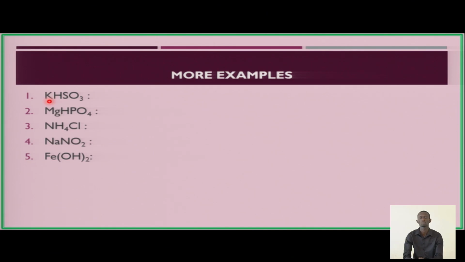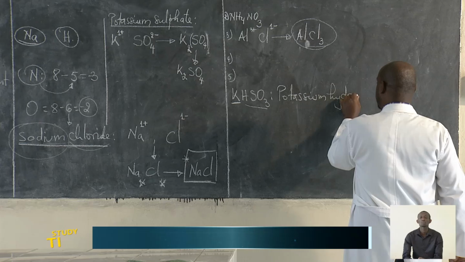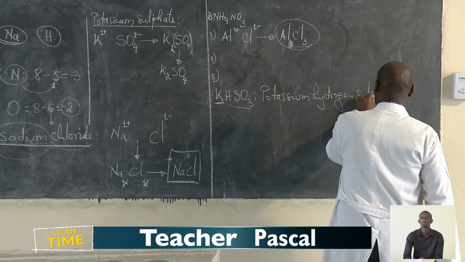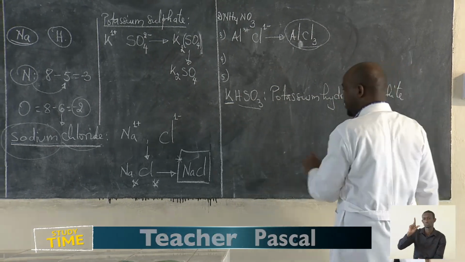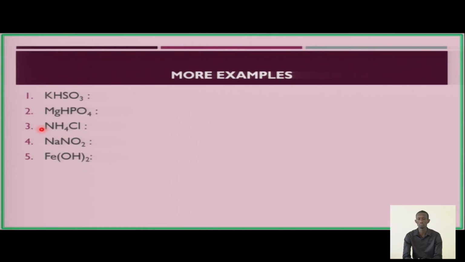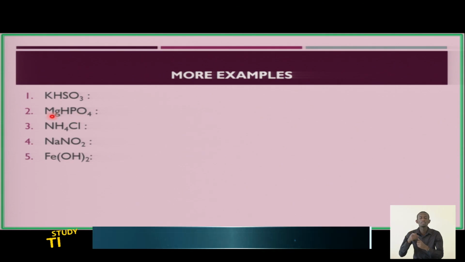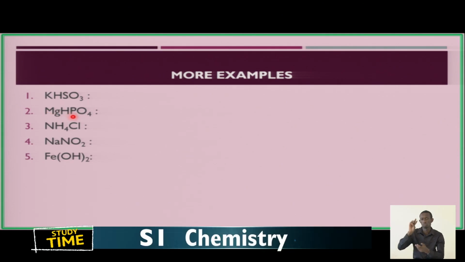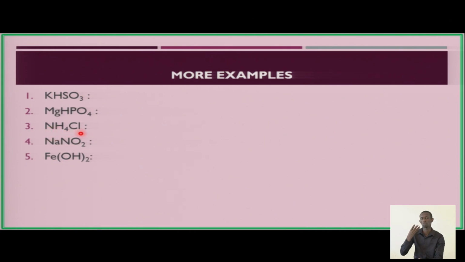And the negative is hydrogen sulfite. Very simple. And the second one is MgHPO4. The name for the positive part, the metal one, is magnesium. And this one is hydrogen phosphate. So the name will be magnesium hydrogen phosphate. Ammonium and chloride. So the name is ammonium chloride.